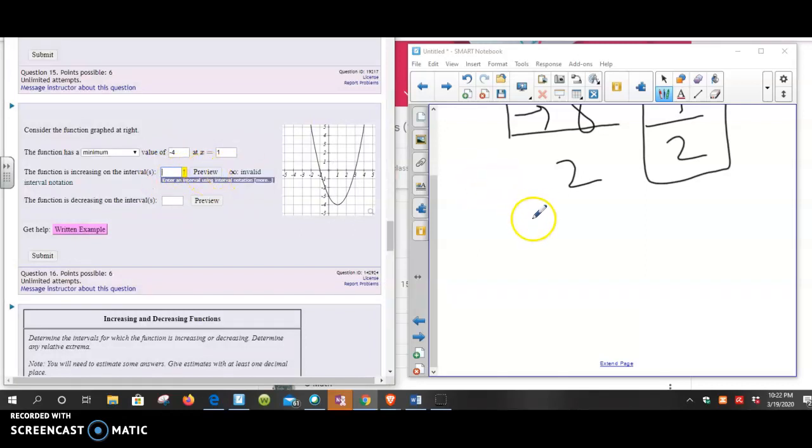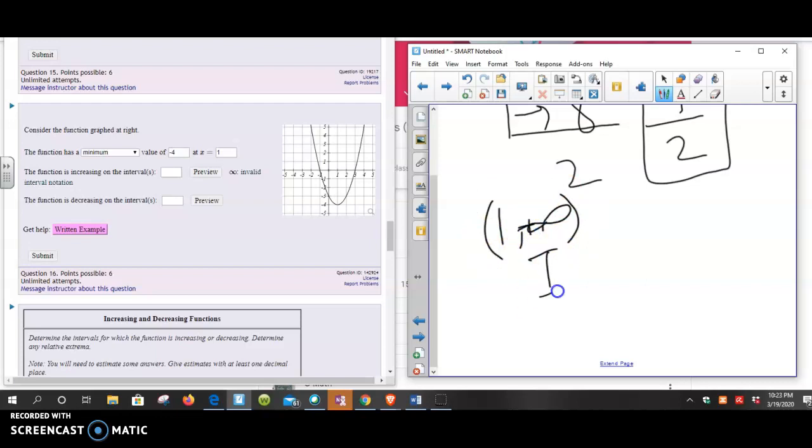I don't want to waste time with it, so I'll write it over here. It's going to be increasing on 1 to infinity, that's positive infinity. And decreasing, this is increasing, and decreasing from negative infinity up to 1, and it's a soft bracket. Moving on.